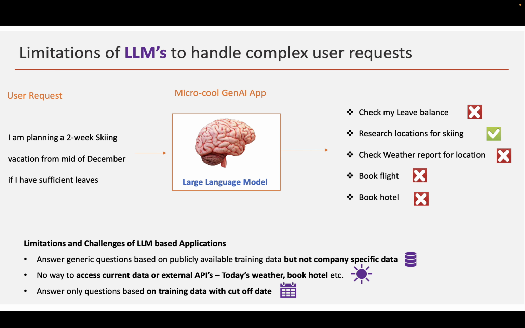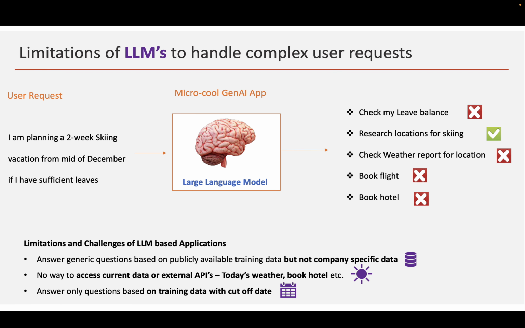So now we want to create an automated agent which will help me do all these 5 tasks. I have shown that over here. This is like a Superman agentic app. The user just makes a request, and this agentic app will make sure all 5 things are done. But generative AI can only do this one thing, research location for the skiing. Got it. So these are the limitations and challenges of LLM based applications that I have already talked about.